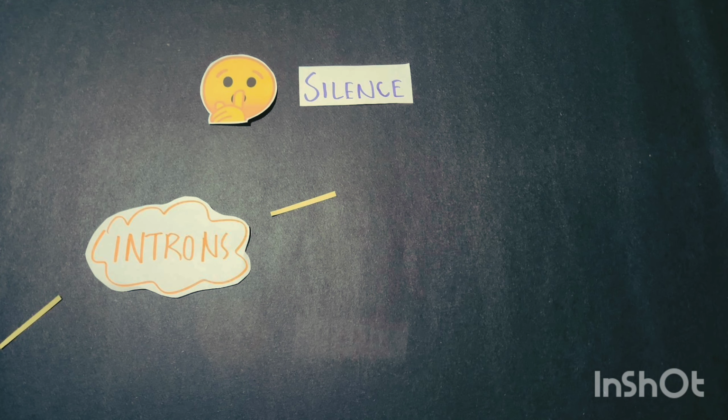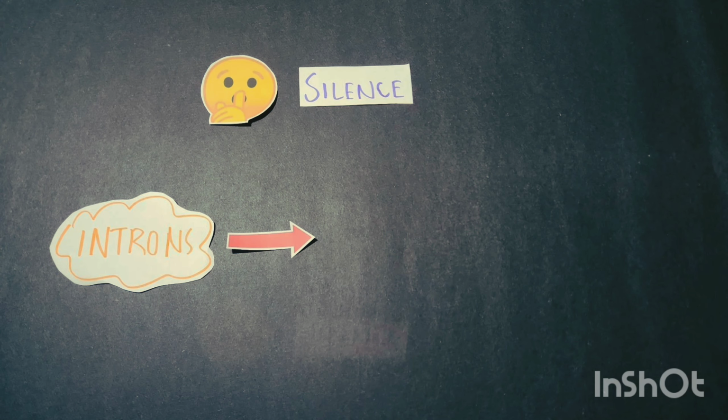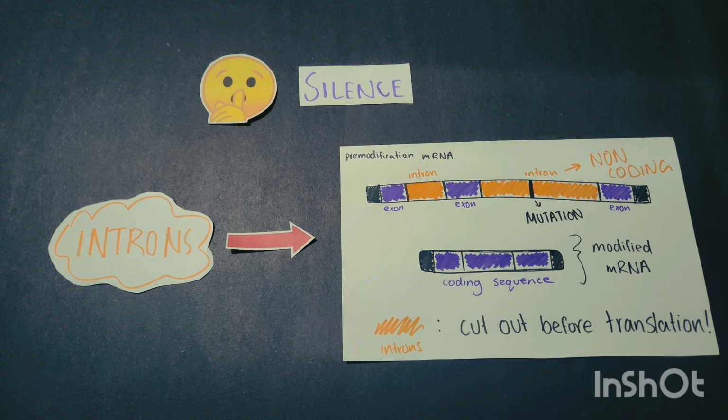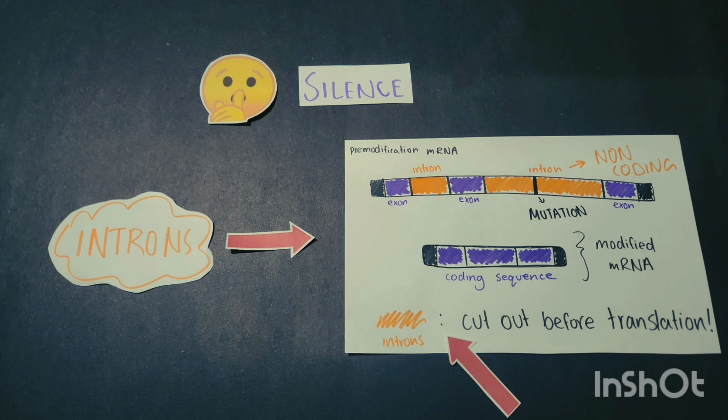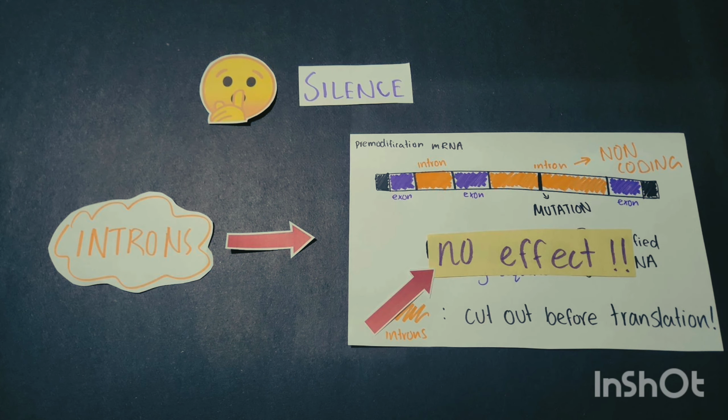Silent mutations occur in the introns, which are the non-coding regions of your DNA, that don't exactly code for anything, or they occur as a result of the genetic code's redundant nature. If a base is replaced by another in an intron, since that region of the DNA doesn't exactly code for anything, the mutation will have no effect as it's not important. The mutation is cut out during post-transcriptional modifications and it won't be translated.